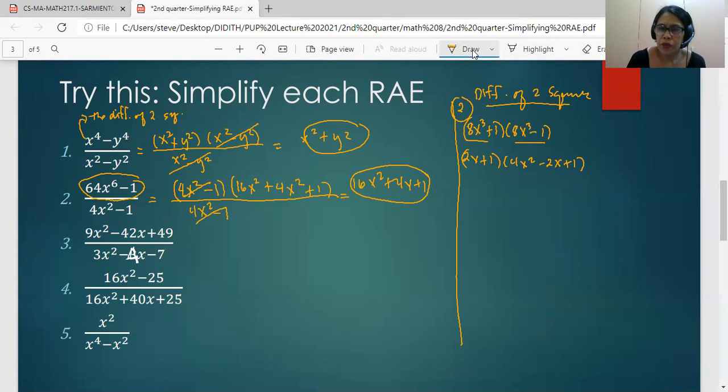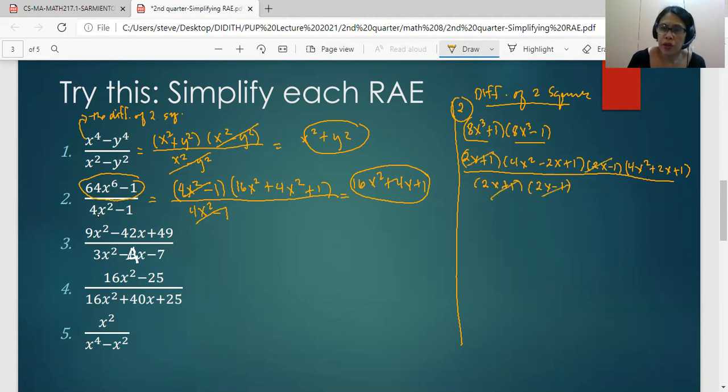Okay. So the cube root of these two terms will be 2x minus 1. And then the trinomial factor is 4x squared plus 2x plus 1, all over the denominator, which is 4x squared minus 1. We know that the factors of 4x squared minus 1 are 2x plus 1 and 2x minus 1. And then we will cancel common factors.